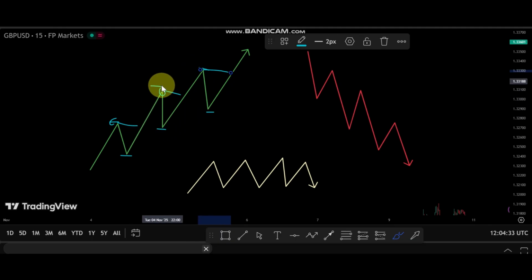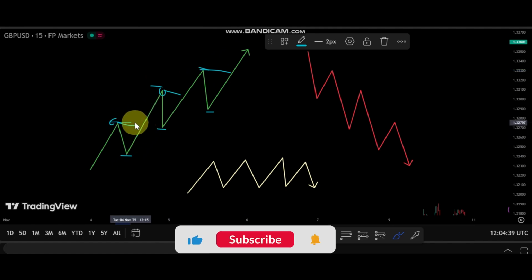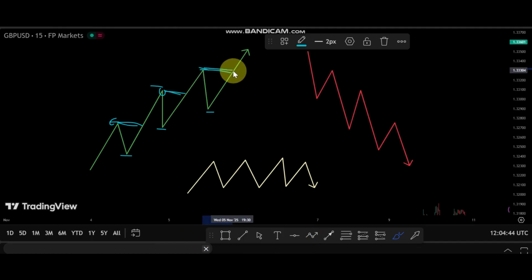The market is always creating new highs, and when price pushes above the previous high, it is called a break of structure. So this is what we mean by break of structure. When price pushes upward and breaks above the previous high, it's called a break of structure.